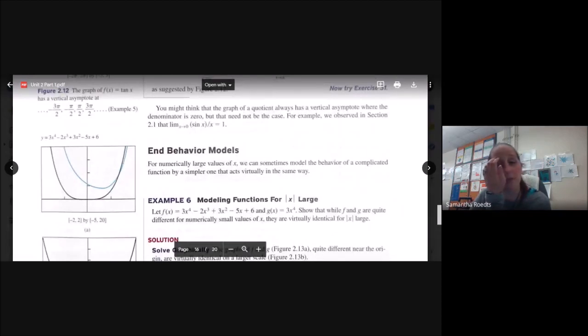Okay. So end behavior models: for numerically large values of x, we can sometimes model the behavior of a complicated function using a simpler one. So using a function that we already know what it's going to look like, I can figure out what the actual function is going to look like. Okay? So they act essentially the same.